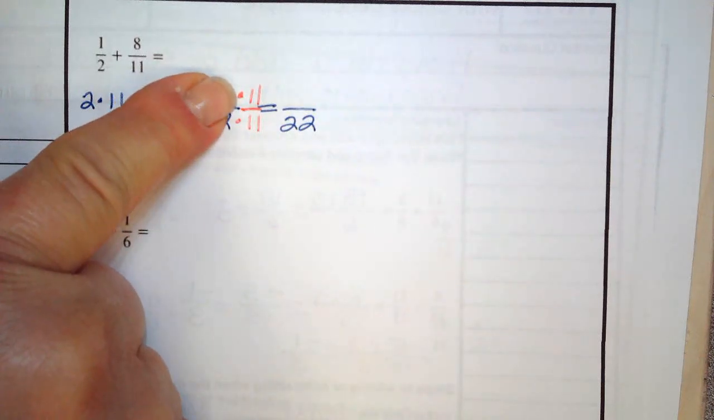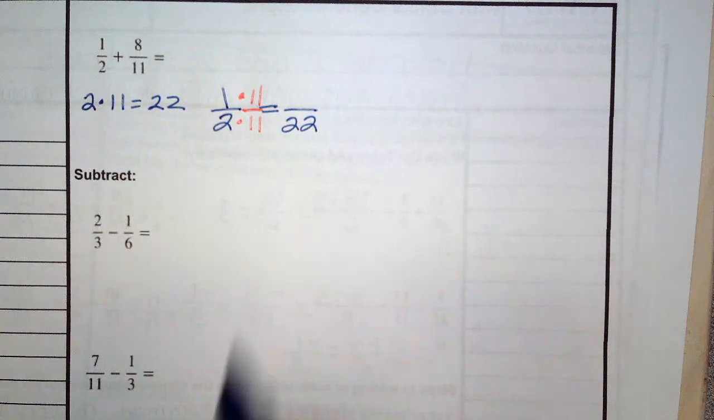If you notice, I'm multiplying by 11 divided by 11. 11 divided by 11 is 1. So what I'm really doing is multiplying by a very funny looking 1. 1 times 11 is 11.